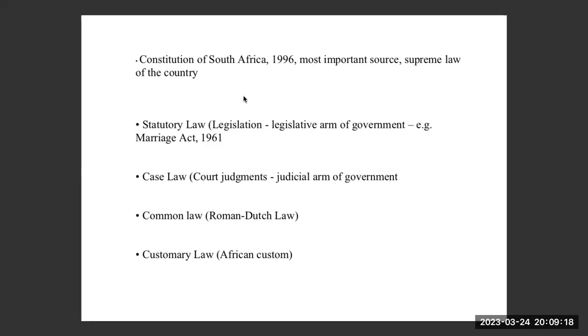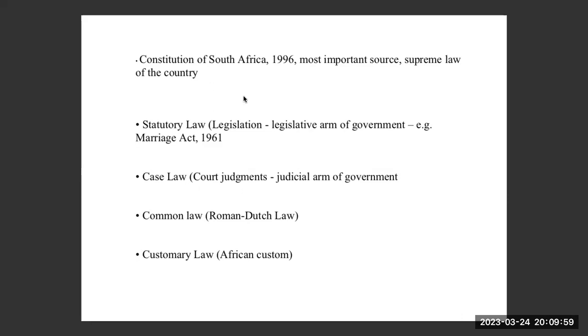Unlike other countries, I think, if my memory serves me right, the United Kingdom or the United States, I'm not sure, you can double check that. In the United States, I am sure they have something like the Ten Commandments, where when somebody commits a crime, they go to that book and find the law that is written down. In South Africa, we don't have that. We depend on the Constitution, we depend on the legislation, we depend on previous judgments, we depend on common law.